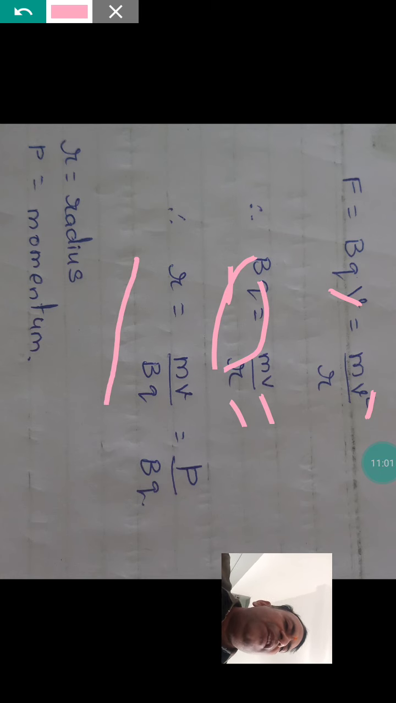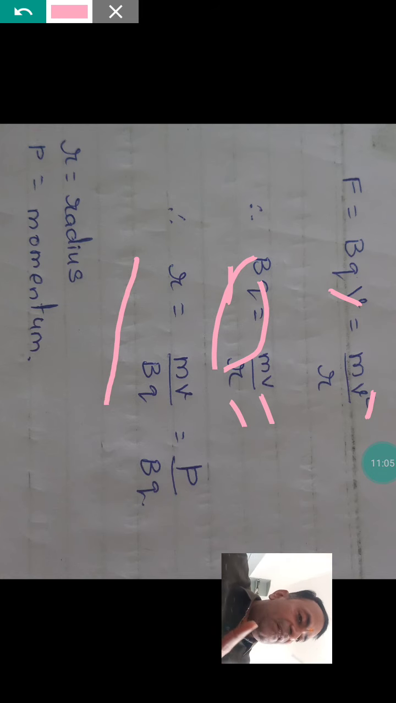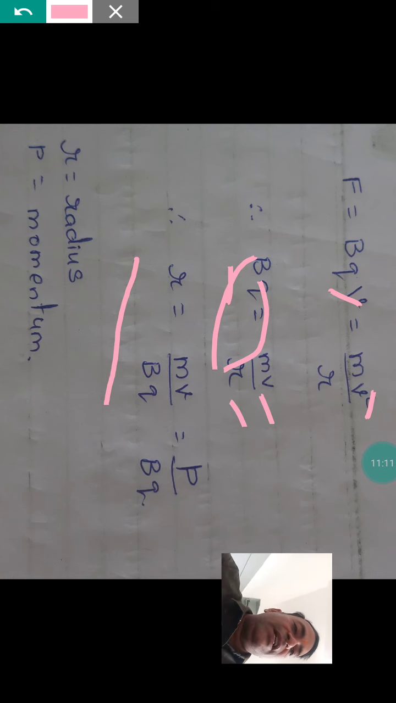R is equal to mv upon BQ. M is mass, V is velocity, B is the magnetic field, and Q is the charge. Now what is M into V? Mass into velocity. Mass into velocity means momentum. So this is one way to calculate the radius of the charged particle.